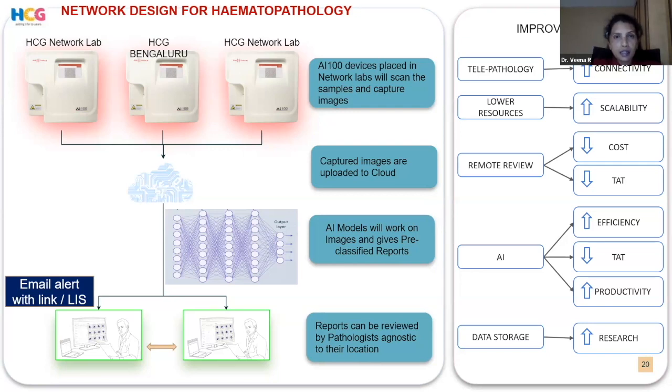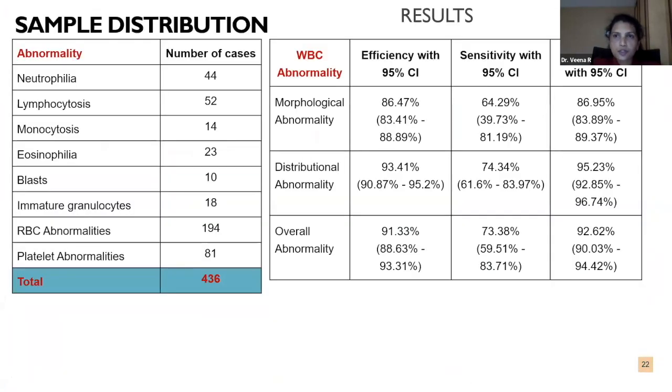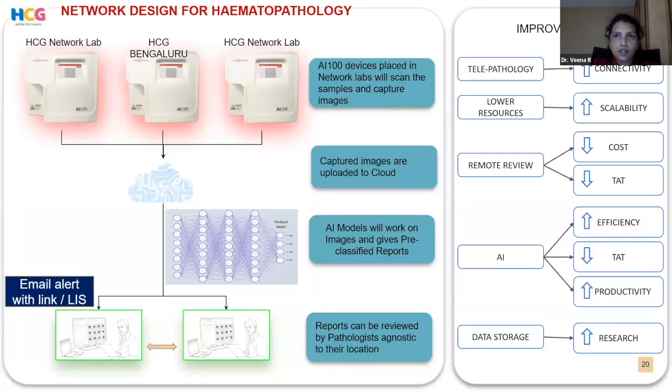So with this adoption to digital hematopathology, our connectivity with our centers has improved actually, and then we are able to scale up better with the available resources or with the low resources. Our glass logistics cost has actually come down drastically. Sorry, slides are moving faster. Logistics cost has come down.